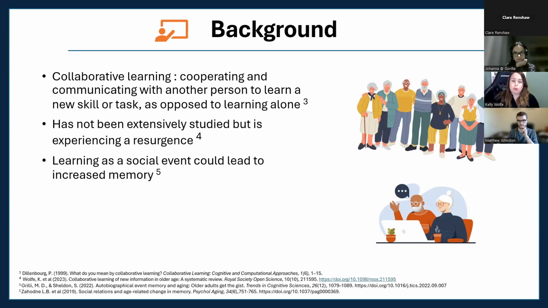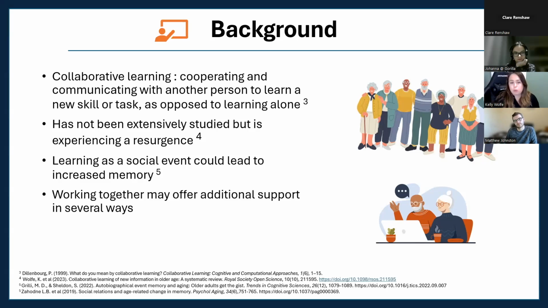And so for older people, the social aspect of their memory is a lot better protected, and so that could cushion the blow of that decline they would have by themselves. So learning with someone together and making it social could actually help older people remember that information better. And then working together can also offer people additional other support.